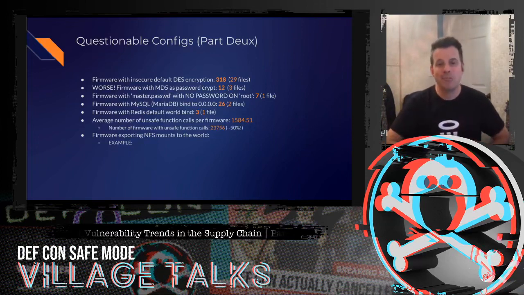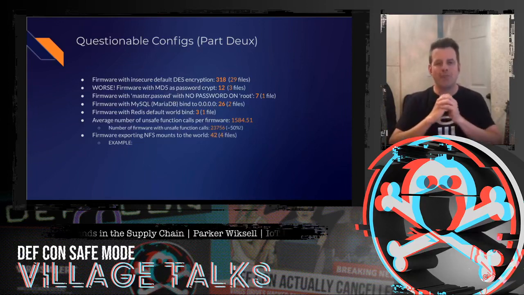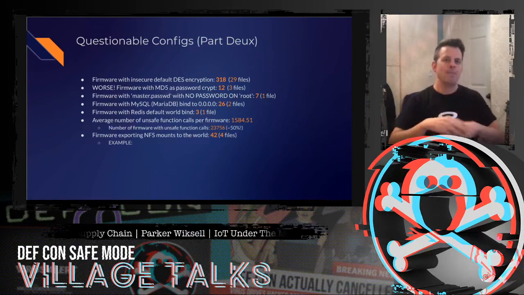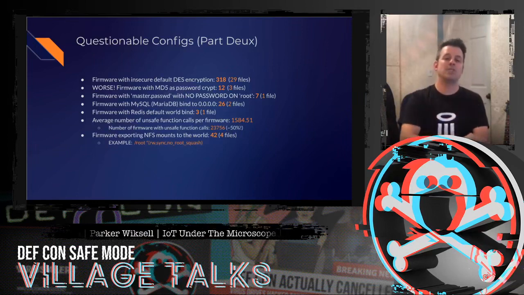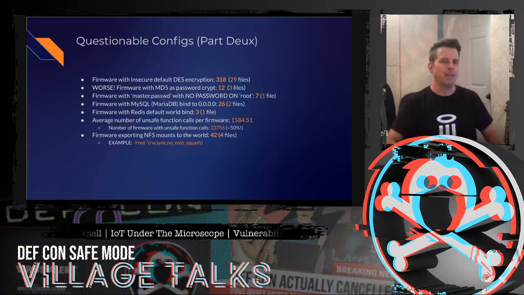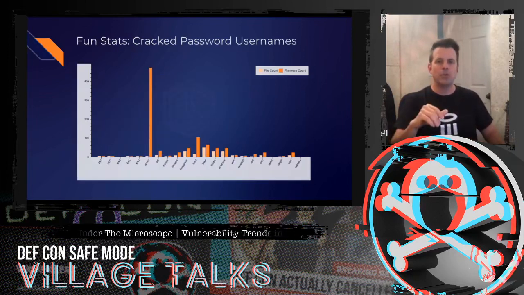All right. Here's the last one. Firmware exporting NFS mounts to the world. Over-under on this one. 42. There are 4 files that contribute to 42 firmware mounting to the world, such as /root, mount a star, read, write. So you can, as root, write to root as user ID 0. So these are all questionable configs that have made their way in. Just fun things that I found trawling through.